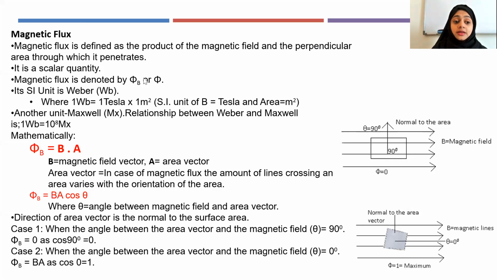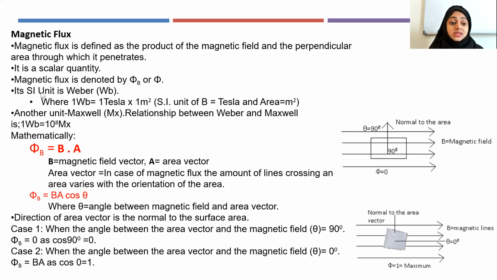Yes. And it is denoted by phi. Phi is the symbol denoting magnetic flux. So mathematically, we can say that phi B is equal to B dot A. What is B dot A? BA cos theta, or AB is more familiar than BA, right? You can also tell it as AB cos theta. I like to remember it as AB cos theta. So theta is the angle between magnetic field B and area vector A.